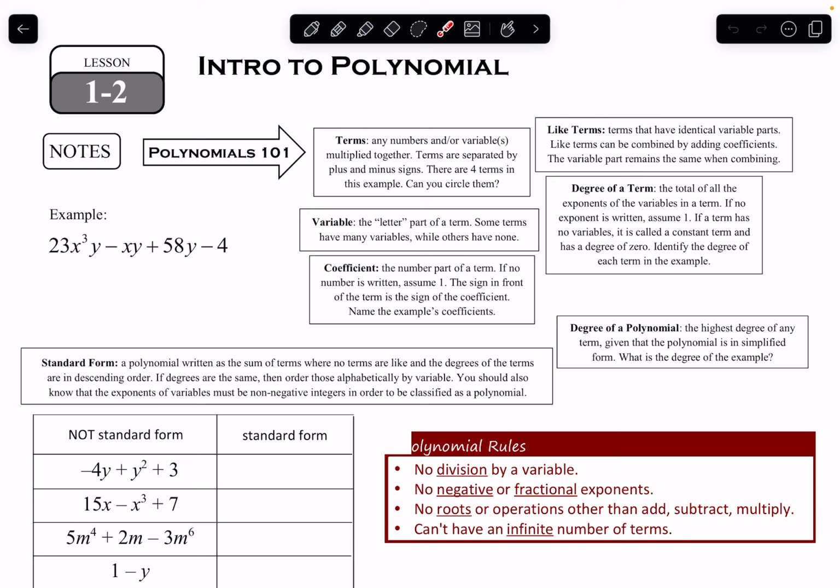All right, now that you're back, first box talks about terms. Now, a term is a group of numbers and variables being multiplied together, but they're separated by pluses and minuses. So in this example over here on the left, the 23x cubed times y, all three of those are getting multiplied. The 23 is getting multiplied by the x cubed, which is getting multiplied by the y. Together, those make a term.